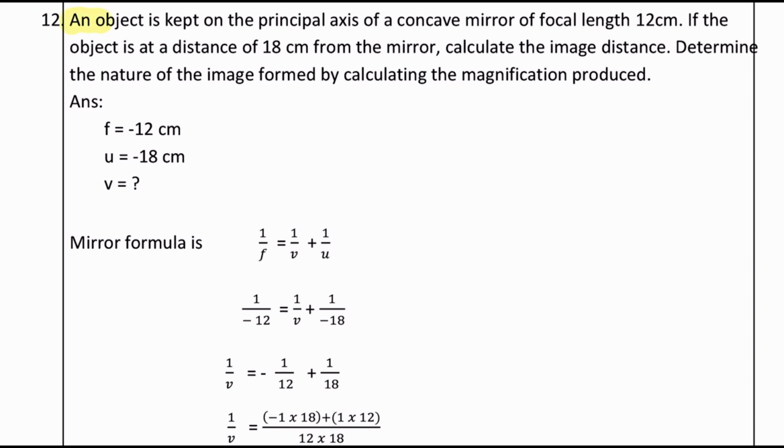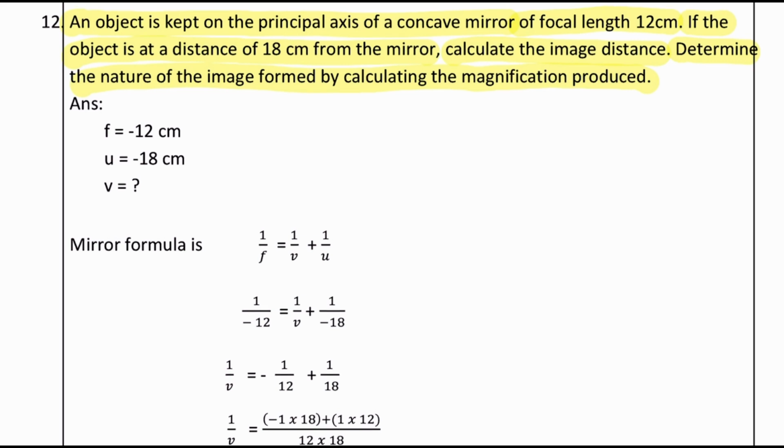Next question. An object is kept on the principal axis of a concave mirror of focal length 12 cm. If the object is at a distance of 18 cm from the mirror, calculate the image distance. Determine the nature of image formed by calculating the magnification produced. Okay, here given is f equals minus 12 cm, u equals minus 18 cm, and v is the distance of image formed.